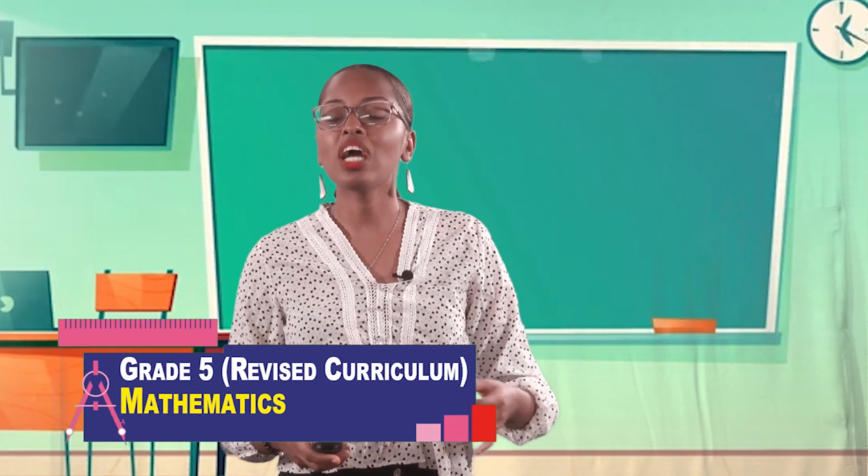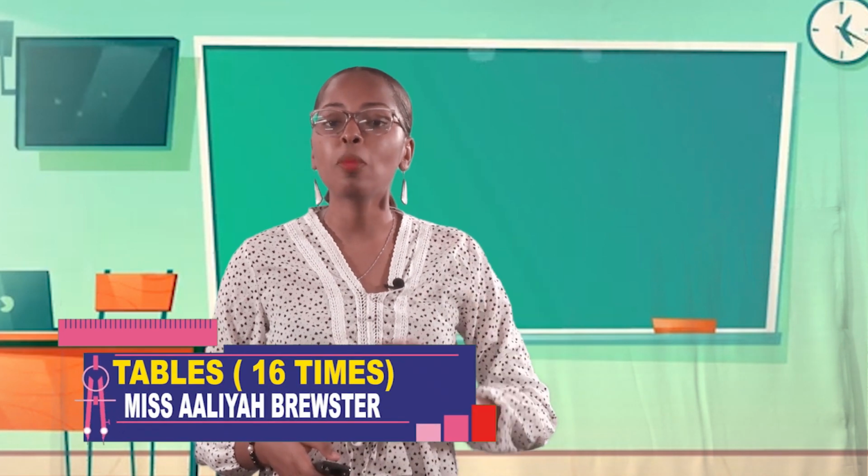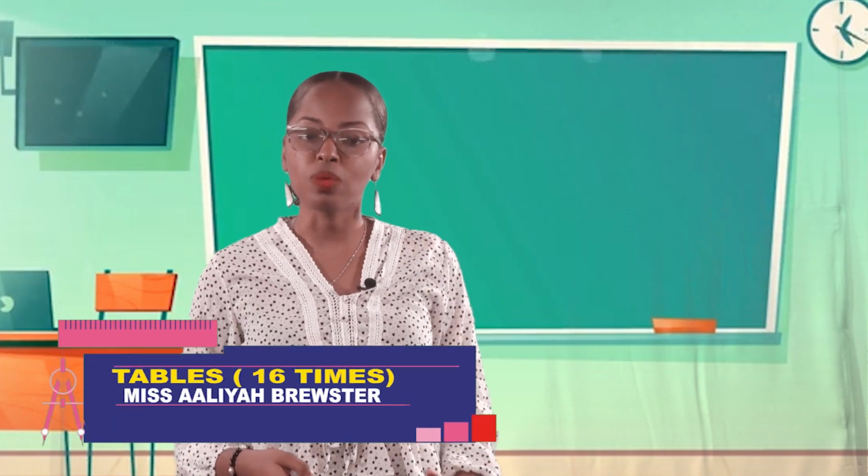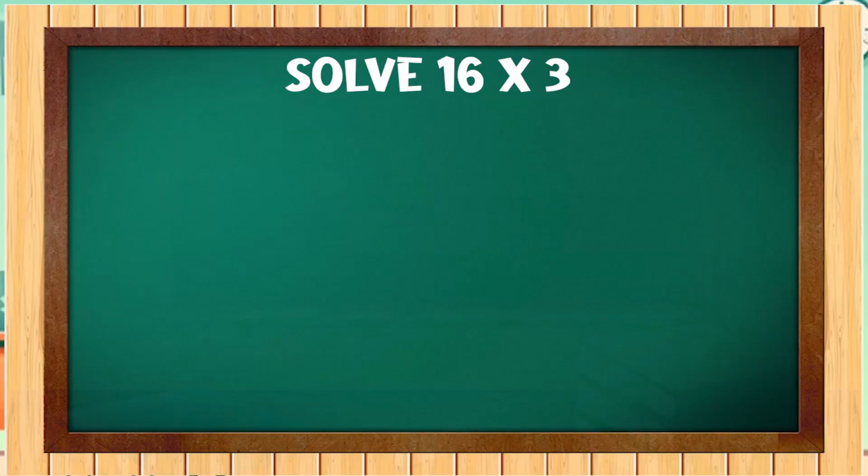In this case, we're asked to solve 16 multiplied by 3. Using the repeated addition approach, when we're asked to multiply a double-digit number by a single-digit number, we have to look at the single-digit number, and that would indicate how many times we're adding the double-digit number. In this case, it is 3. So we're adding 16 3 times.